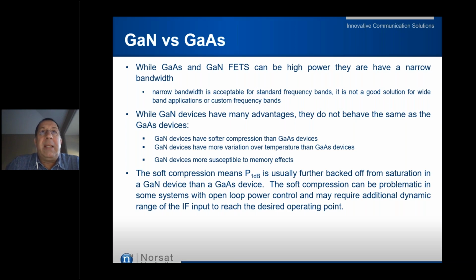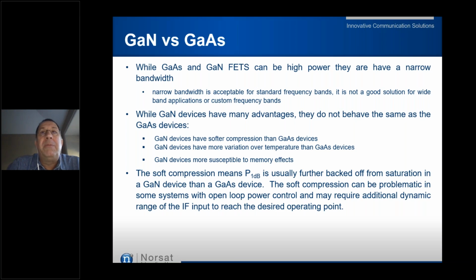So as we saw, the GaN devices are more efficient and higher power, so they do have some advantages, but they don't behave the same as GaAs devices. Some of the things that we see is that GaN devices are more susceptible to soft compression. So the gain versus input tends to compress closer to saturation, more so than a GaAs device. GaN devices tend to have more variation over temperature than a GaAs device, and GaN devices are more susceptible to memory effects, which we'll talk about later. Even GaAs devices do have some memory effects, but GaN seem to be more susceptible.